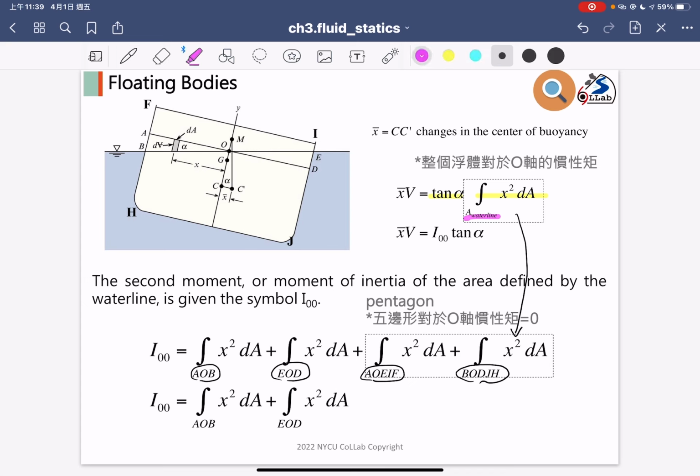Okay, so I will just depict the AOB first. So this is the AOB and the EOD in here. And what is the AOEIF? This is the AOEIF, and the BODJH.